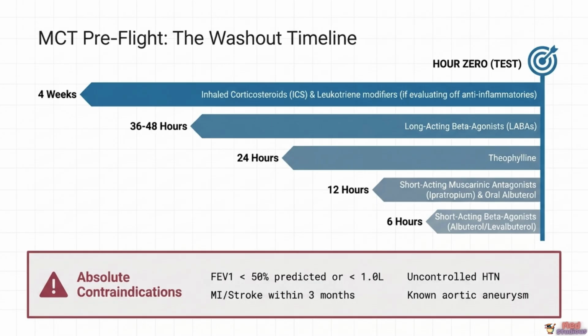Regarding absolute contraindications, never perform MCT if FEV1 is below 50% predicted, or below 1 liter, if the patient has had a myocardial infarction or stroke within the past 3 months, if hypertension is uncontrolled, or if there is a known aortic aneurysm. These contraindications exist because induced bronchoconstriction in these settings can be life-threatening.